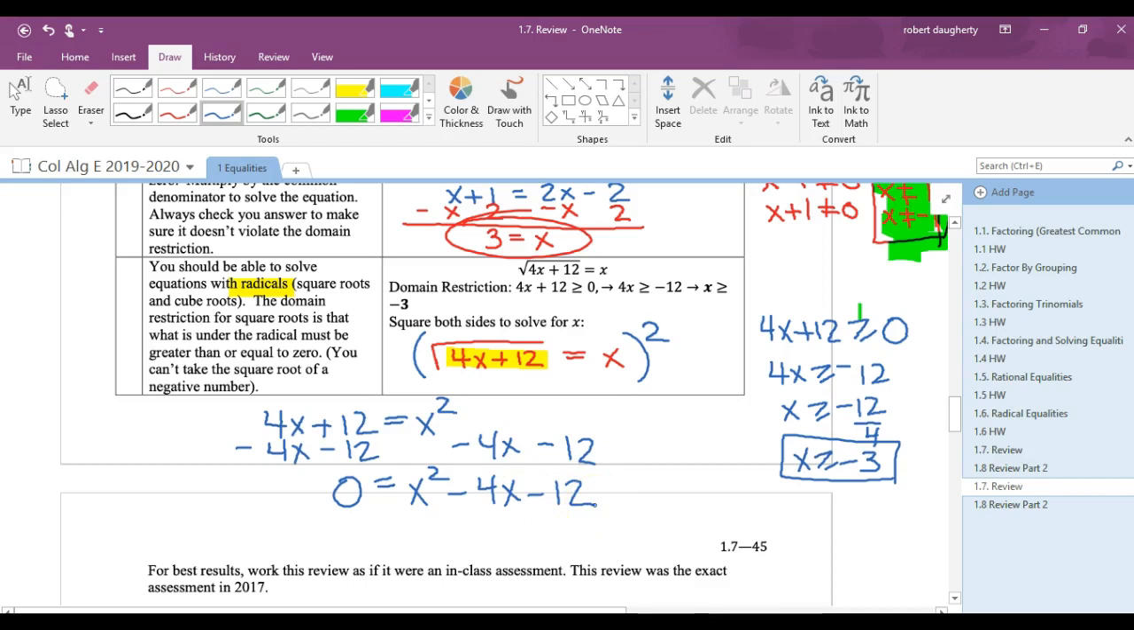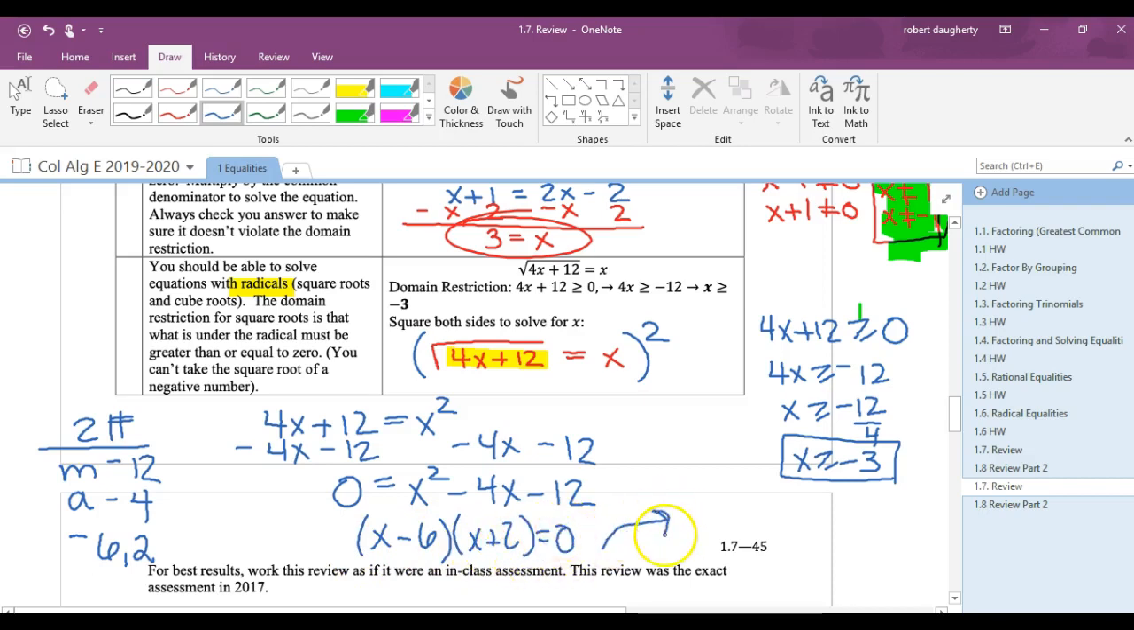To solve this, I need two numbers that multiply to negative 12 and add to negative 4. So it looks like a 6 and a 2. A negative 6 and a positive 2 will make that happen. So this is going to be, with a negative 6 and a positive 2, (x minus 6)(x plus 2) equals 0. That tells me that x equals 6 or negative 2.